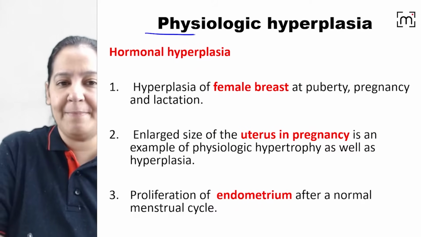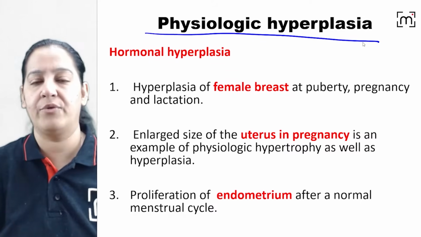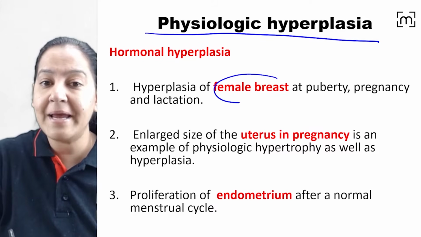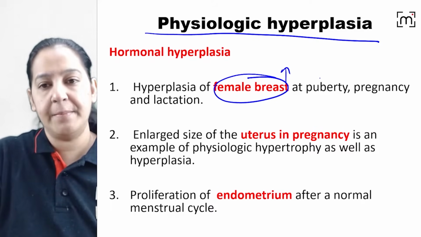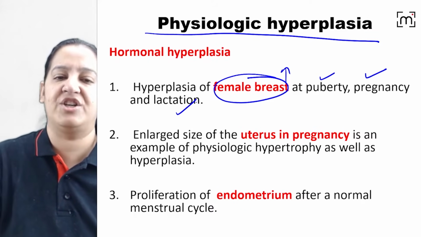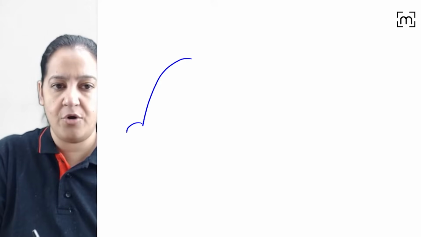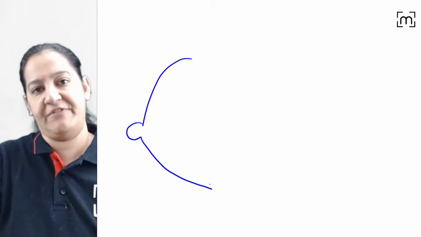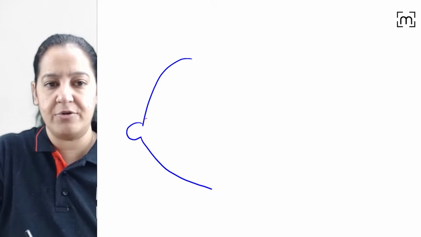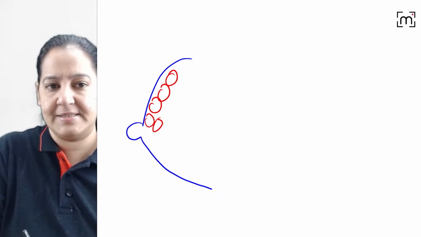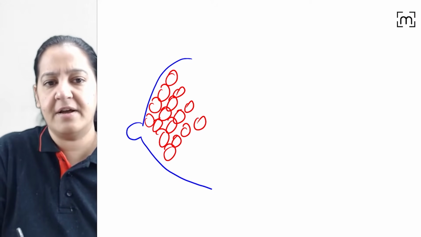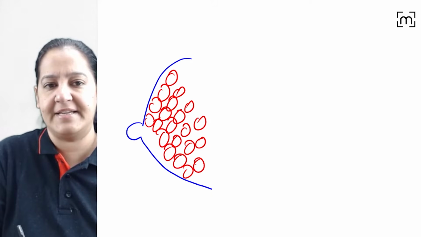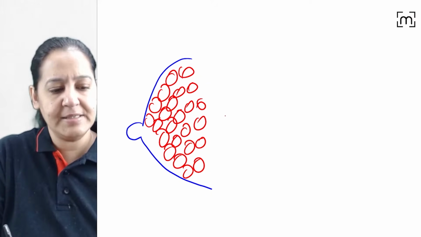So for physiological hyperplasia, the 3 examples are in front of you, right? The first example is the female breast. The size of the female breast increases during puberty, pregnancy and lactation. Have you ever thought why? So this is a female breast. Let me draw a female breast. Inside the female breast, let me draw the cells. These are the breast cells, right? Consider it a rough diagram just for the sake of understanding.